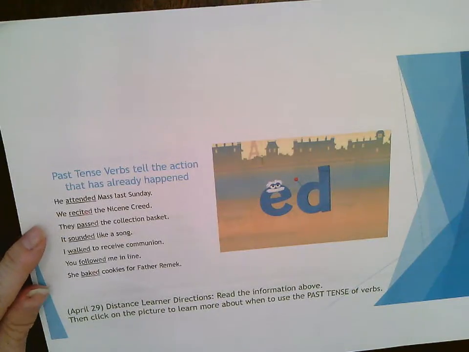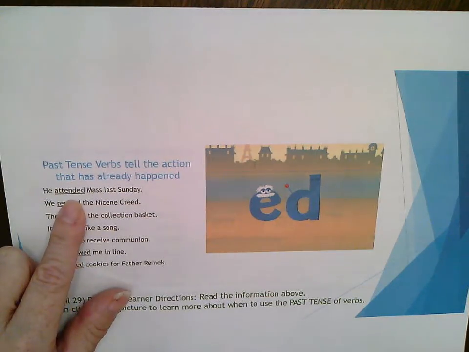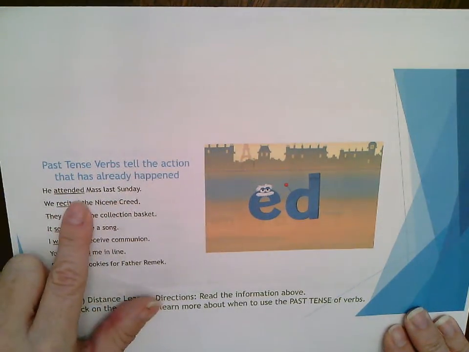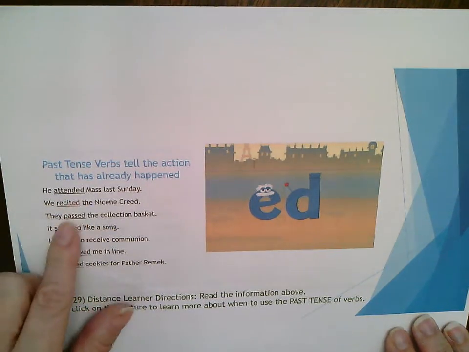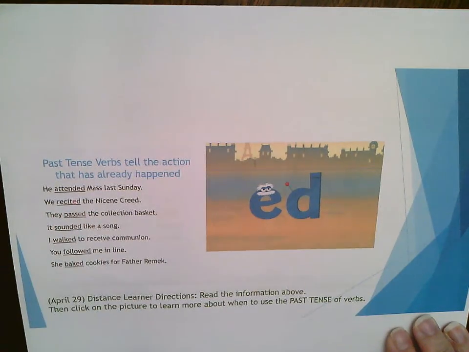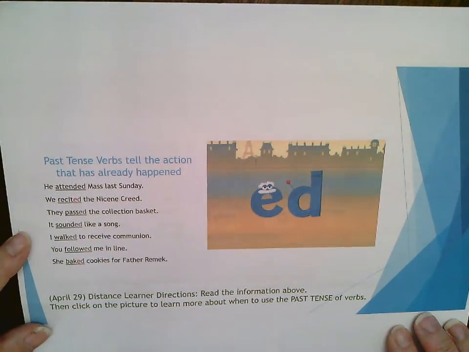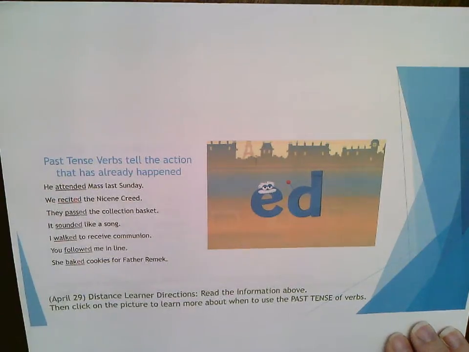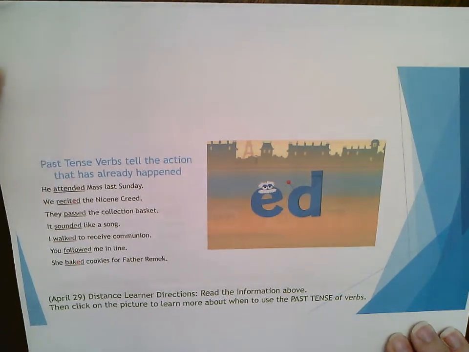Here are some examples of past tense verbs that show action has already happened. Attended. He attended Mass last Sunday. See the ed, the suffix ending ed shows it's already happened or it's in the past. We recited the Nicene Creed. They passed the collection basket. It sounded like a song. I walked to receive communion. She baked cookies for Father Remick. All of these underlined verbs are in the past tense because they have the ed suffix ending on them. So it shows me that they already happened.